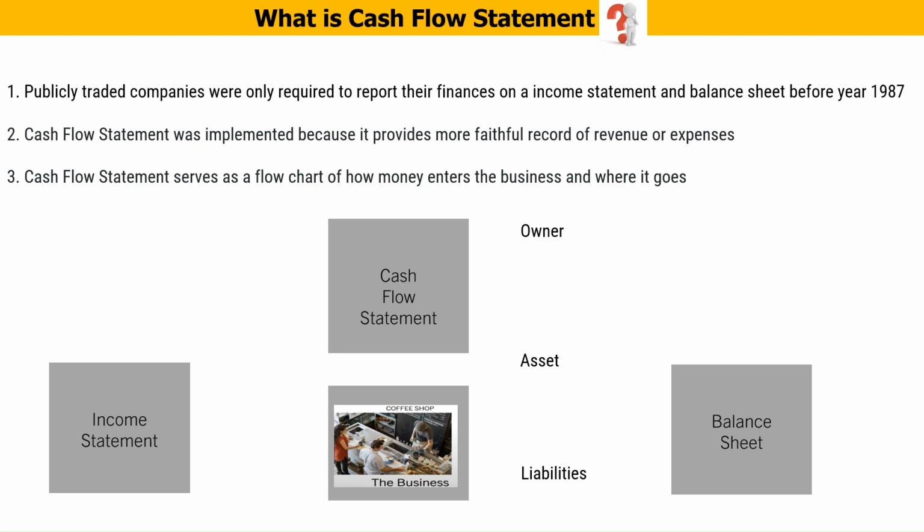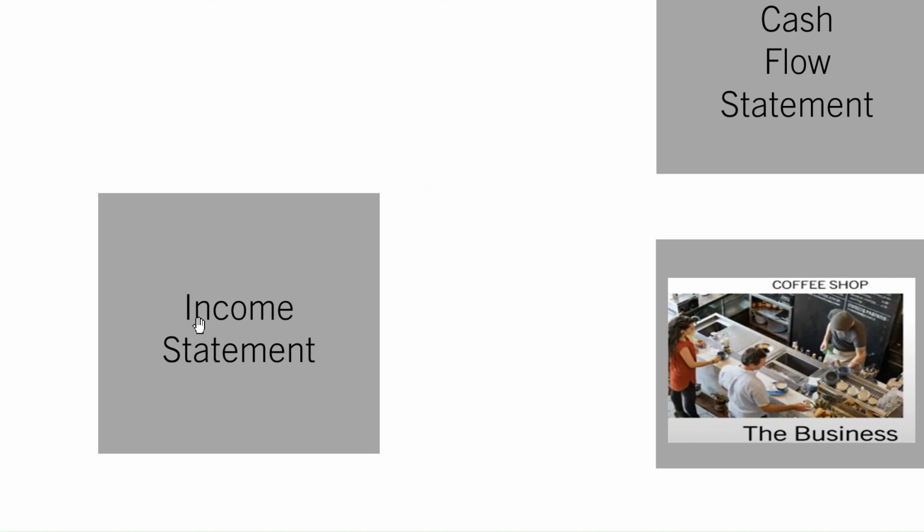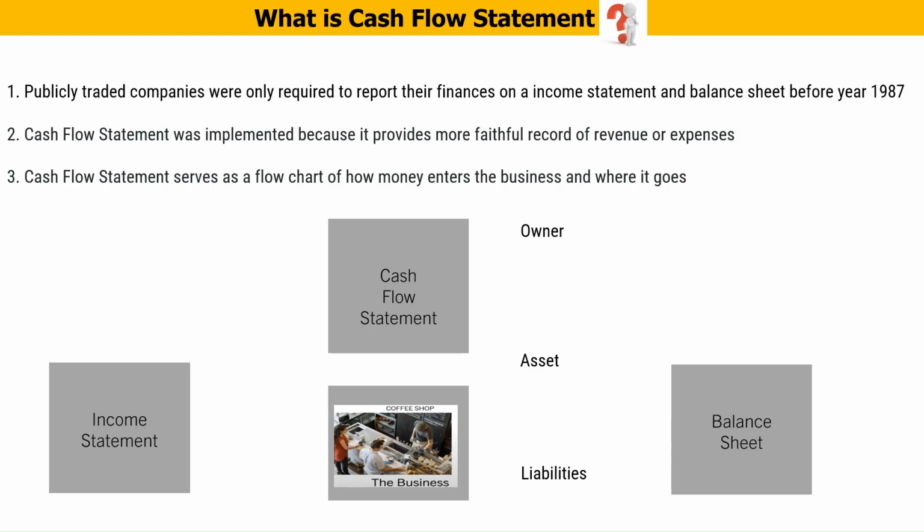cash flow statement is now required. Just a recap, the income statement, which you will find on the bottom left here. What I'm going to use for this scenario is a basic coffee shop. We are going to say it's called John's Coffee Shop, and we are going to just use some generic money to show how that money flows through the coffee shop business, and we are going to show how each one of these three statements works.